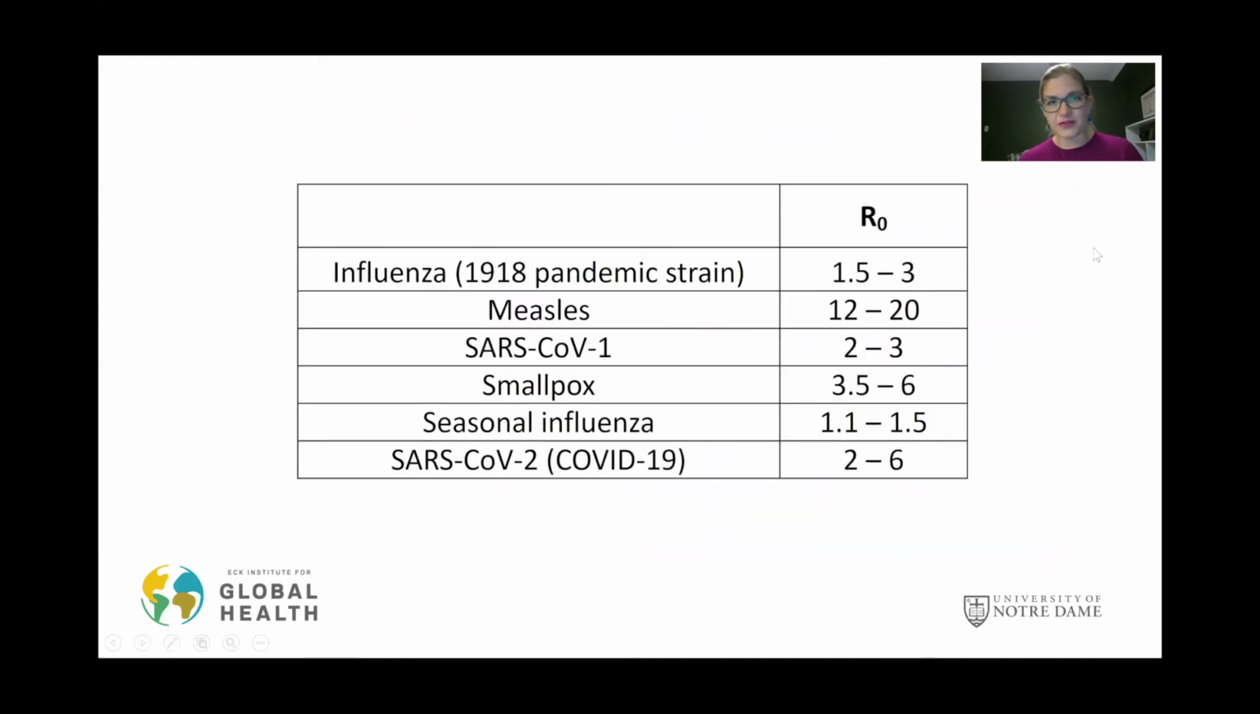So some example R-naught values are in this table here. The 1918 pandemic strain of influenza, or the Spanish flu, has been estimated to have an R-naught of 1.5 to 3. Measles is a highly contagious disease. The range of R-naught values estimated for measles is much higher, tends to be in the range of 12 to 20. But we can also look at SARS coronavirus 1 and seasonal influenza. Seasonal influenza is pretty low, but enough to keep spreading, so in the range of 1.1 to 1.5. The original SARS from the early 2000s had an R0 value of about 2 to 3 on average. And depending on the population and the study, SARS-CoV-2 estimates are coming in the ranges of 2 to 6.